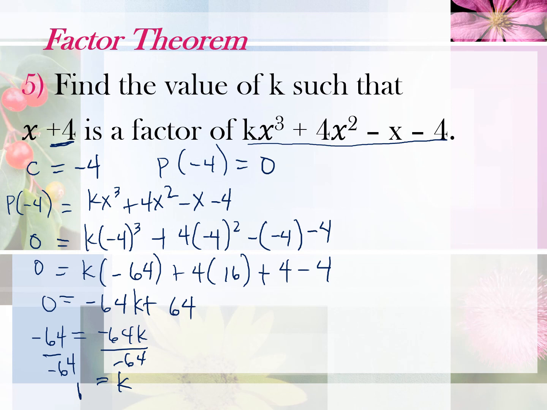So, ibig sabihin, kapag sinubstitute natin yung k dito, this is 1, it means we have x cubed plus 4x squared minus x minus 4. So, verify natin. Kapag sinolve daw natin yung p of negative 4, dapat ang magiging answer ay 0. So, solve natin yung p of negative 4 using this new function. So, simplify. Lahat ng x papalitan natin ng negative 4. Dapat ang sagot daw ay 0.